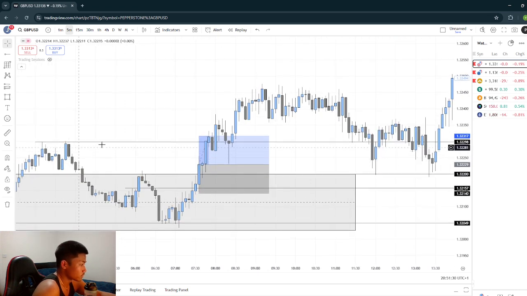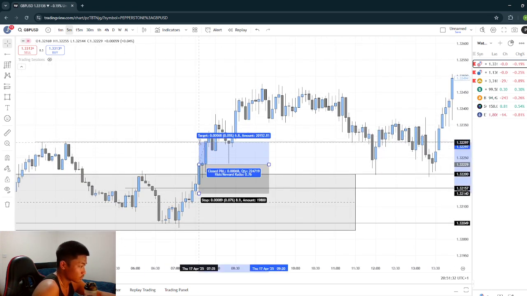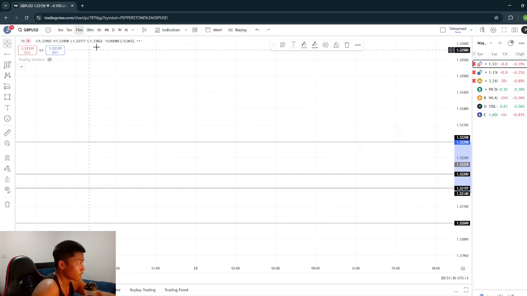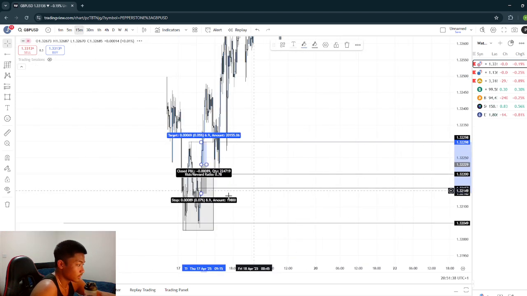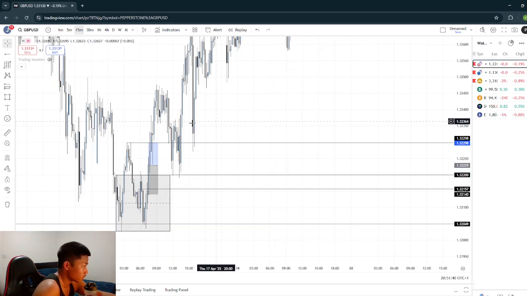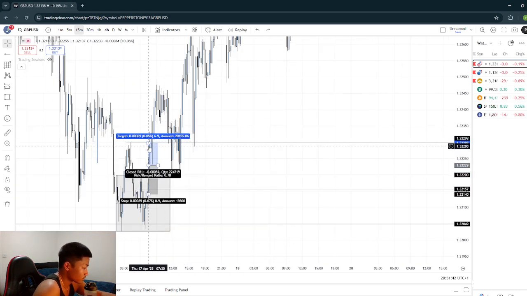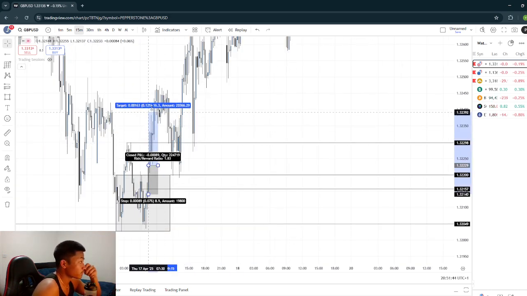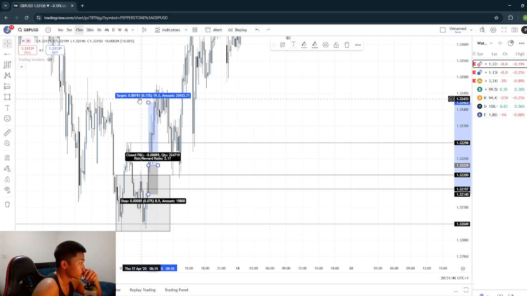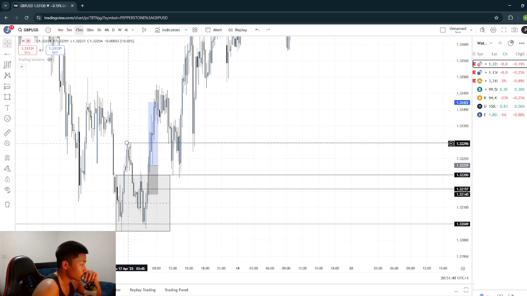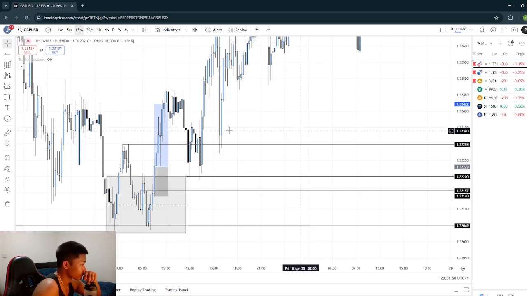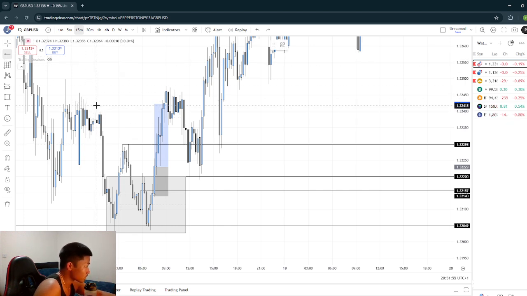So our first draw on liquidity would have been this. Terrible risk reward, but hey, it's guaranteed almost. And then from there we scale into the 15 minute, finding our draws on liquidity. We would have put our first take profit at this high, and potentially this one. You've got loads of draws. Like look, draw liquidity there.